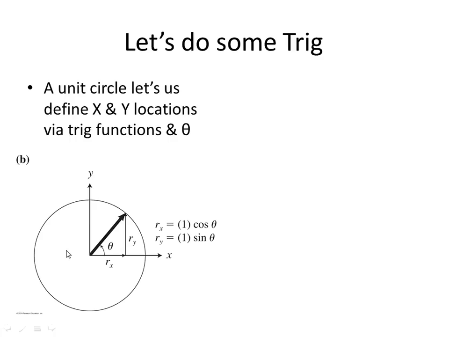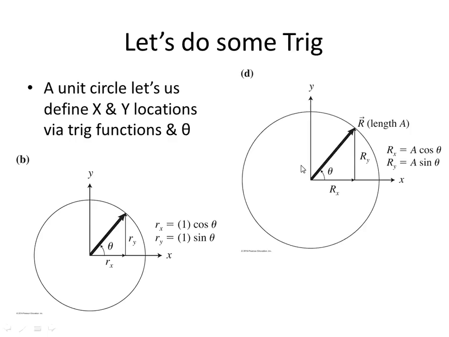Okay. Now, that's kind of cool if your radius is 1, but what if it's not 1? What if it's some unknown value, like a, or we could use r if we wanted to? Then we just keep that value in the front. If we have a as the radius, then I can express the x piece and the y piece by multiplying by sine and cosine.